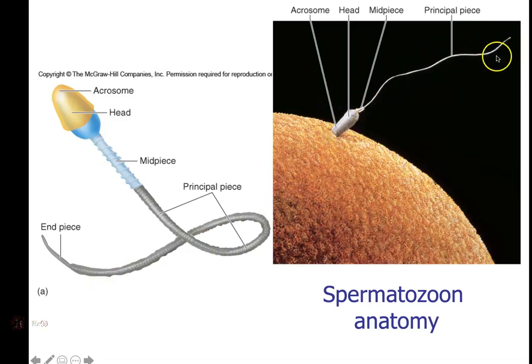Okay, this principal piece of the flagella is going to help it travel along the vaginal tract, up the fallopian tube to fertilize that egg. And this acrosome is going to have a really important role in actual fertilization of this egg.